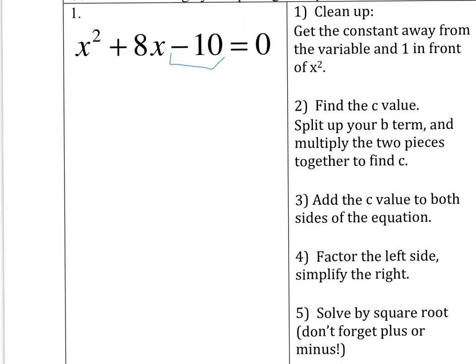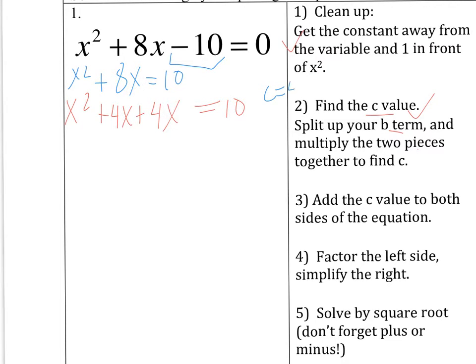Let's add 10 to both sides, and we've got x squared plus 8x is equal to 10. Cool. That's my cleanup step. Next, I've got to find the c value. Split up my b term. X squared plus 4x plus 4x is equal to 10. Done. Multiply the two pieces together to find c. c equals 4 times 4 equals 16.